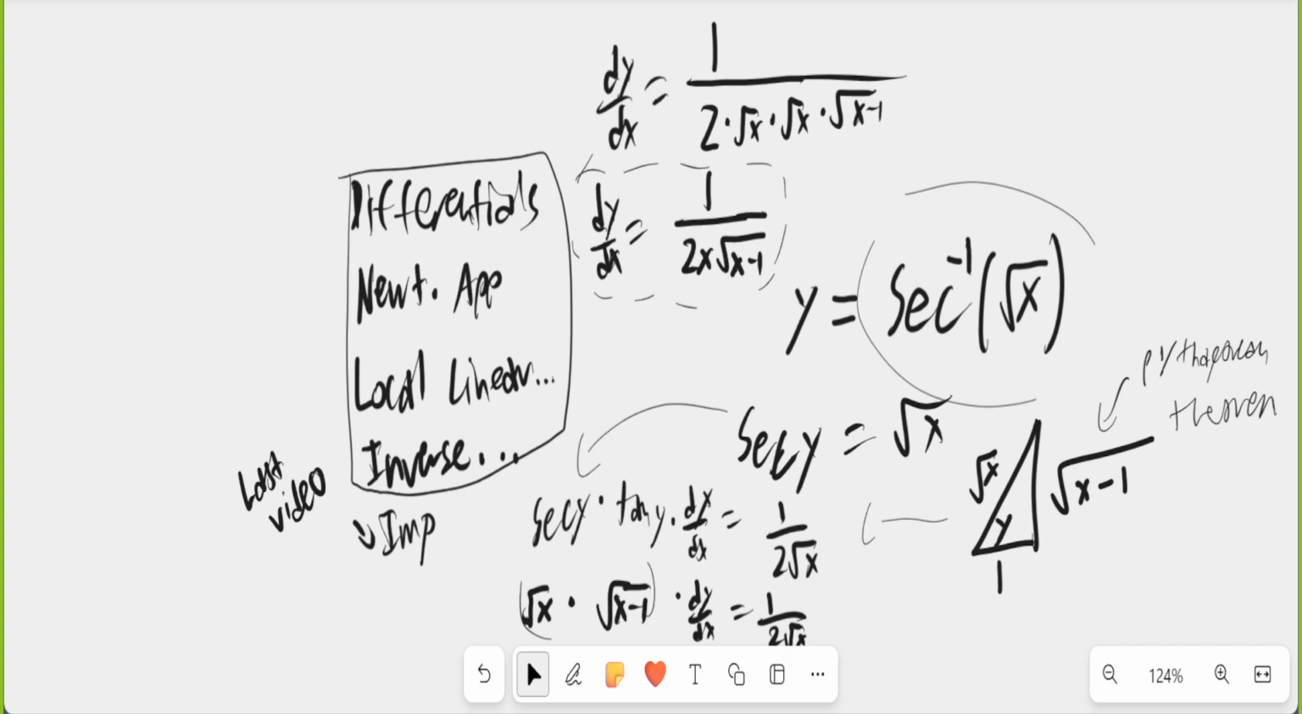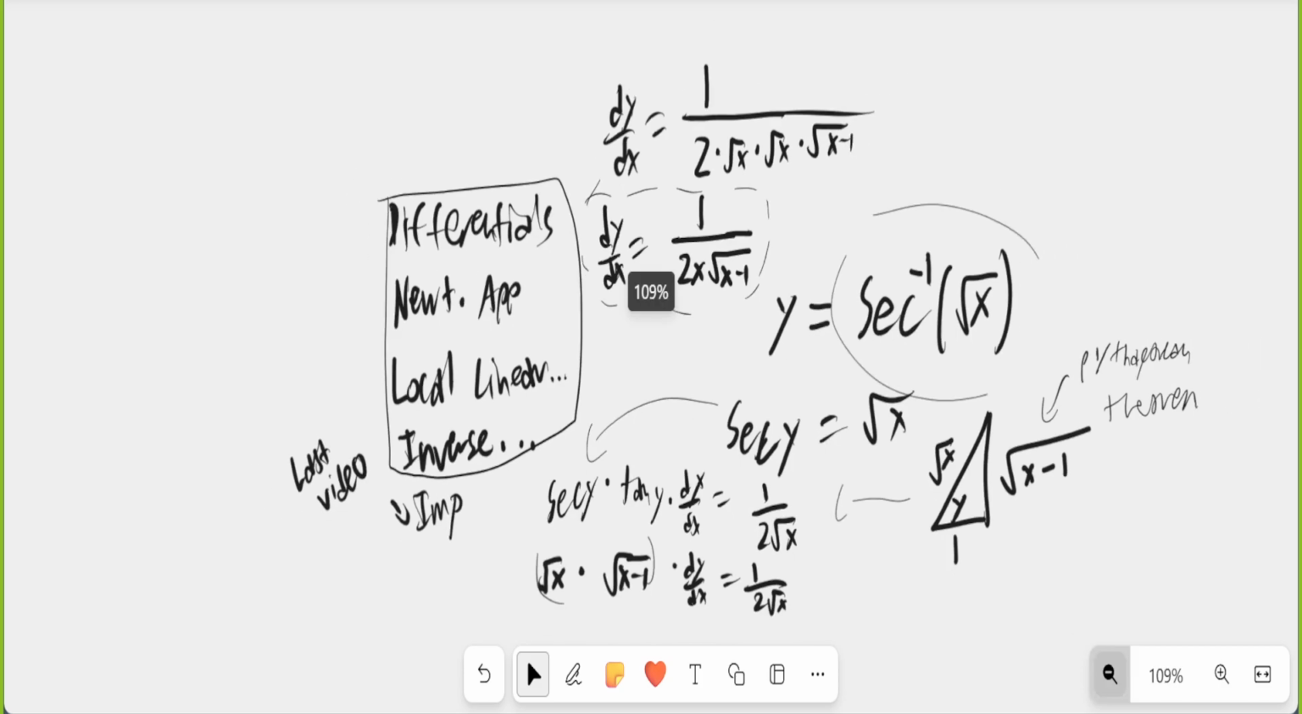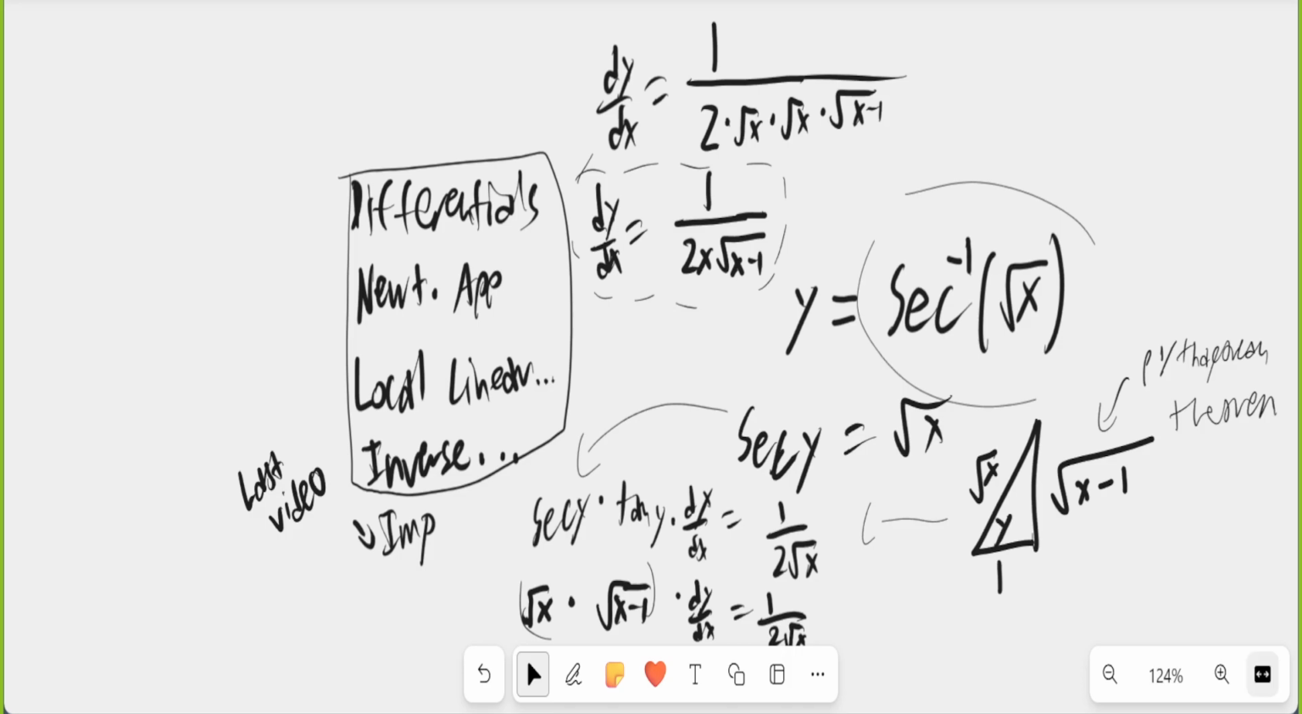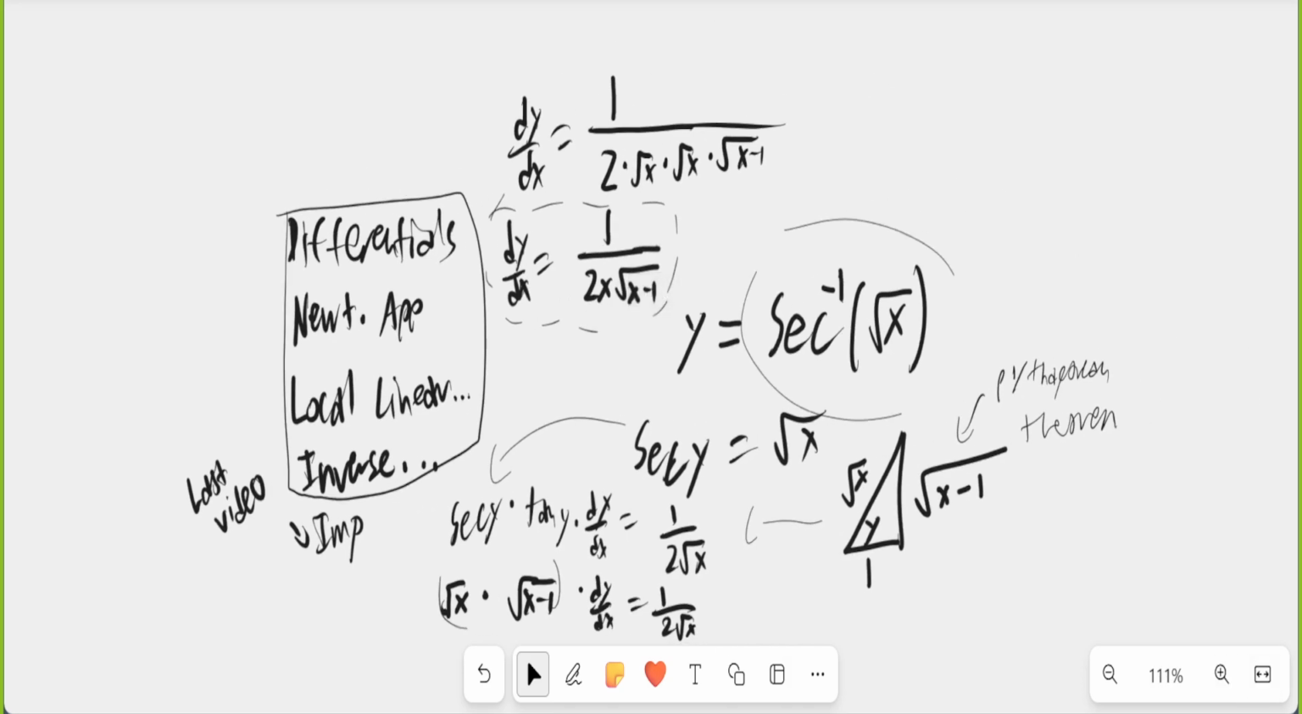Okay. Then, are there any more questions on... Wish I could move this. But anyways, are there any more questions on inverse trig? It's all kind of the same.